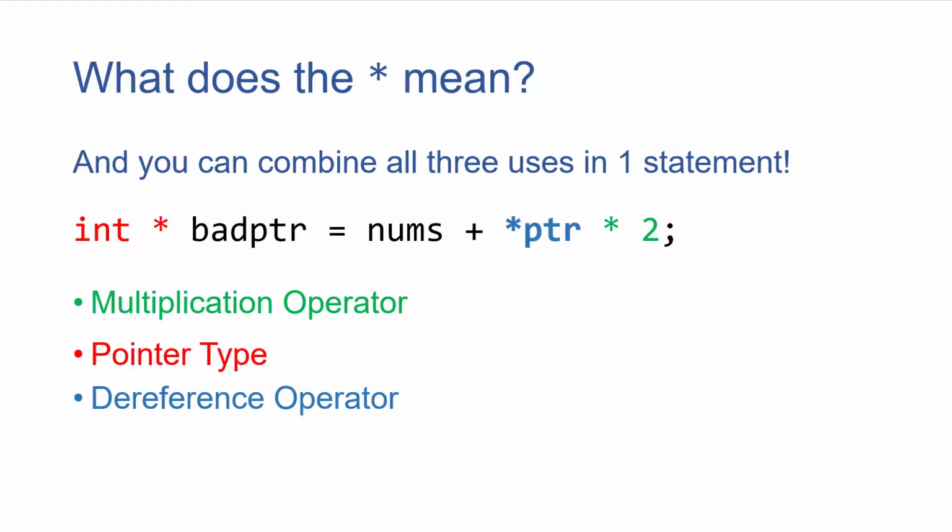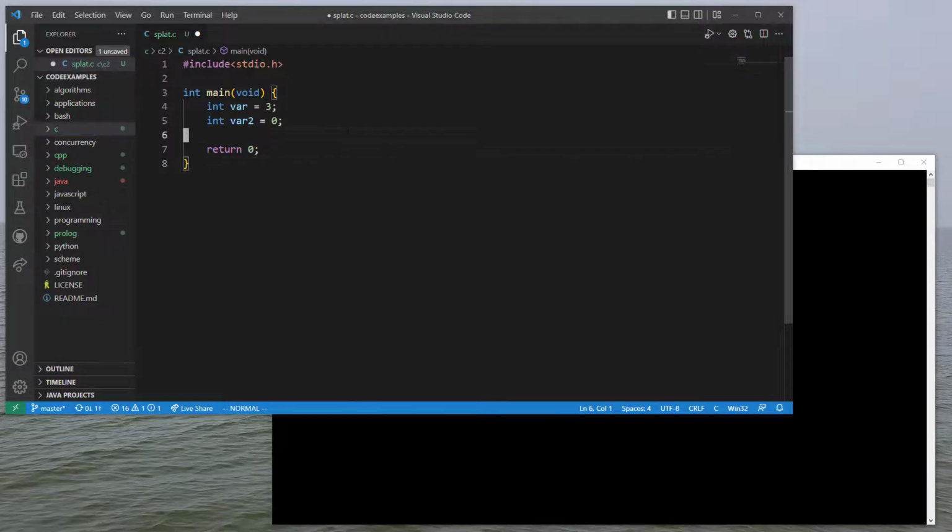So now that we've seen these differences, let's take a look at some example code. So here I have 2 variables in a simple C program. Now let's declare a pointer. So here I've declared an integer pointer called pointer that's going to be initialized with the address of the variable. So here the asterisk means pointer type.